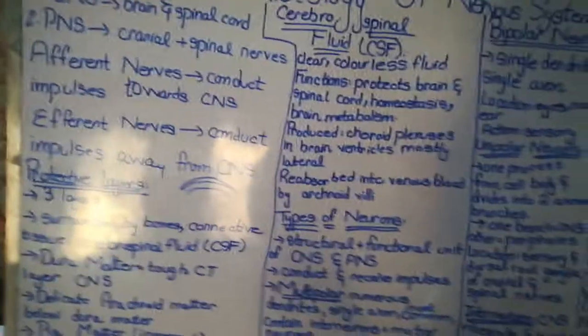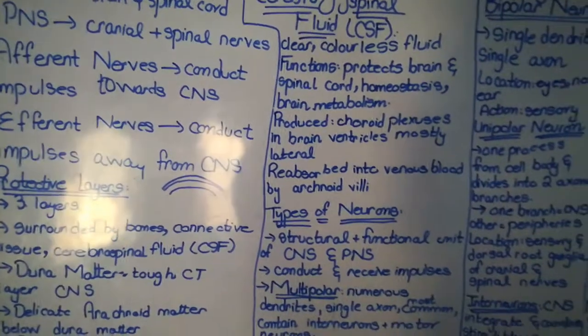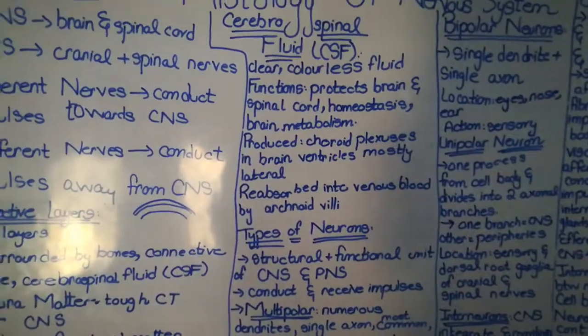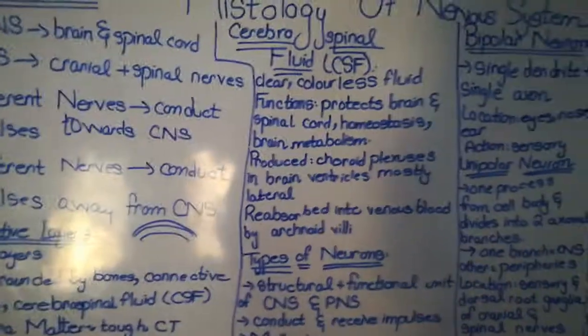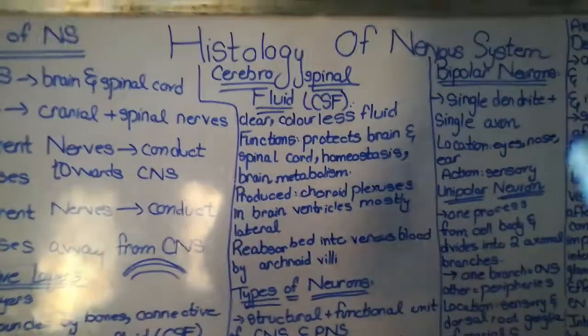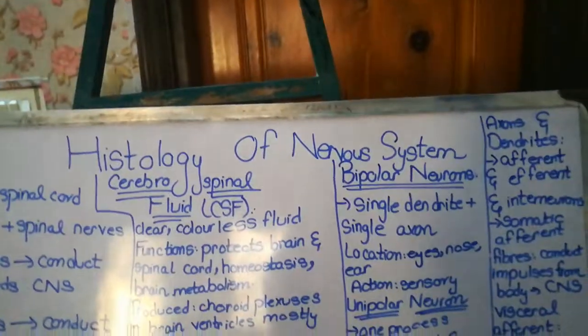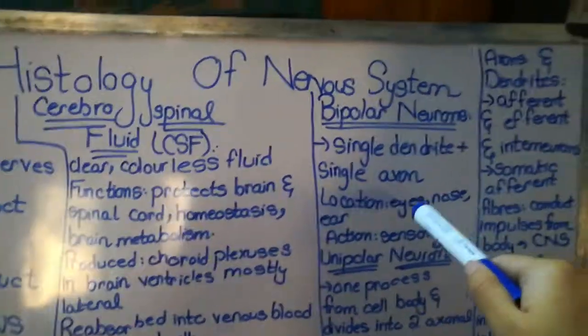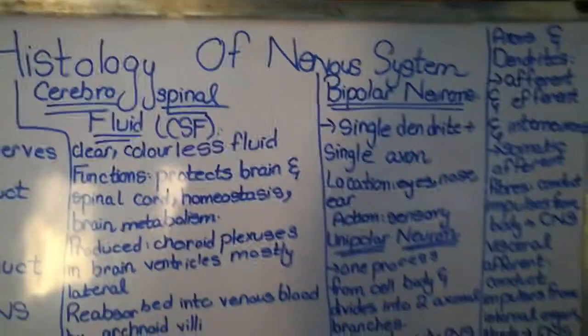The multipolar neurons are very numerous, and they are the most common. They consist of numerous dendrites, but they only consist of one axon. They are present in your cerebrum and your cerebellum. Then you have the bipolar neurons, which consist of only a single dendrite followed by a single axon, and they are located in your eye, ears, and nose, and their action is sensory.